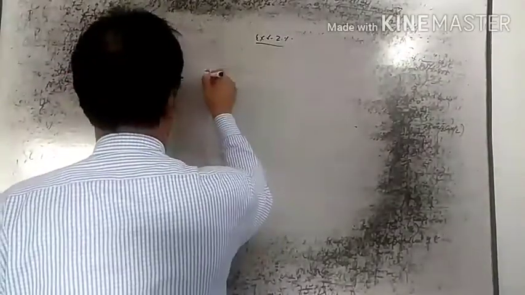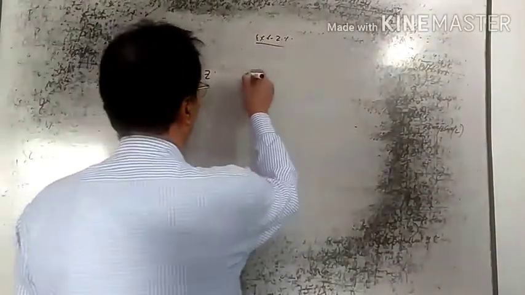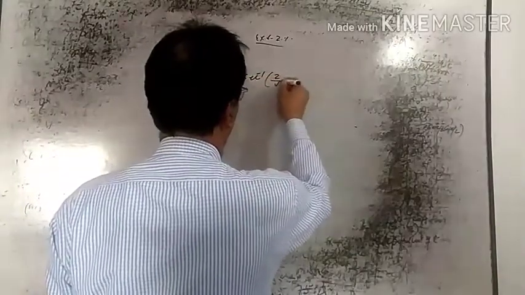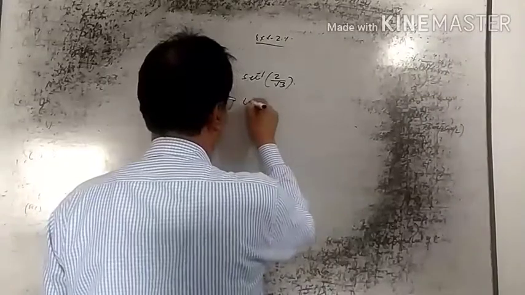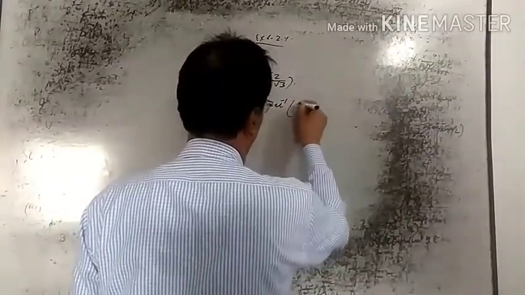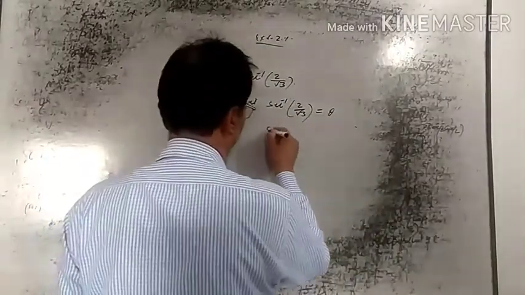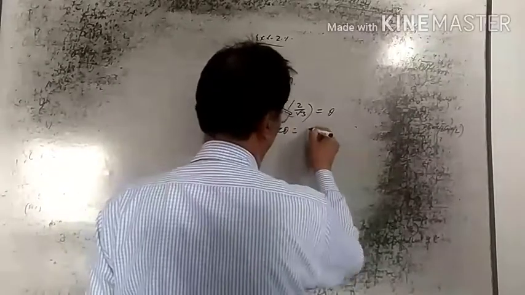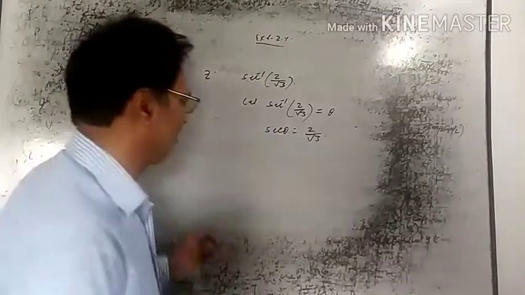Next problem is question number 7. Find the principal value of sec inverse 2 by root 3. How can we find the principal value of sec inverse 2 by root 3? Let sec inverse 2 by root 3 be equal to theta. Then sec theta is equal to 2 by root 3 by the definition of inverse circular function.